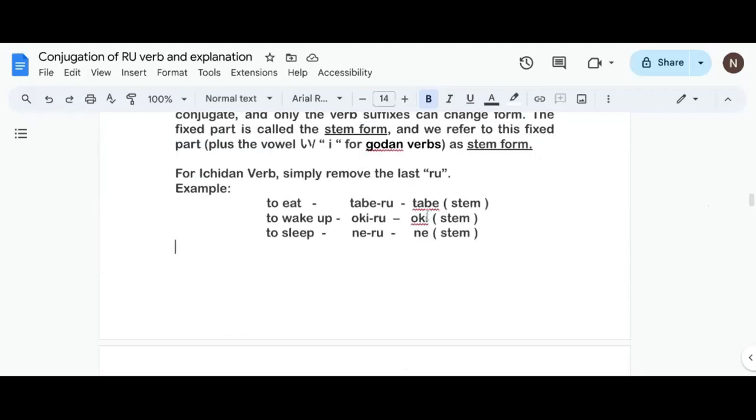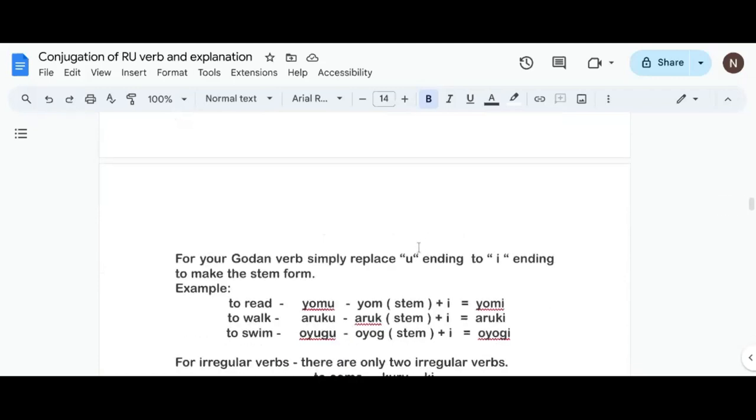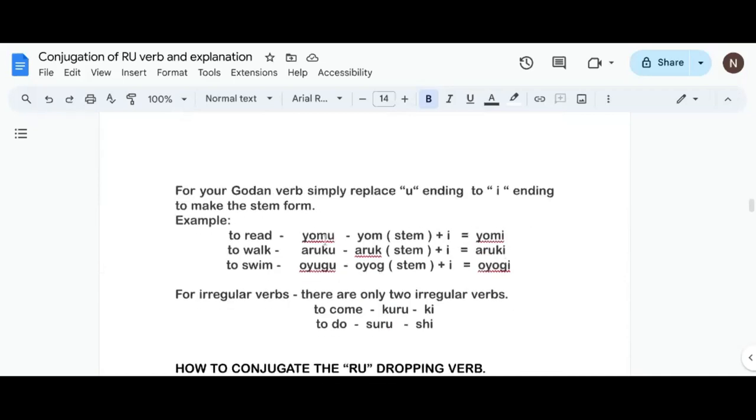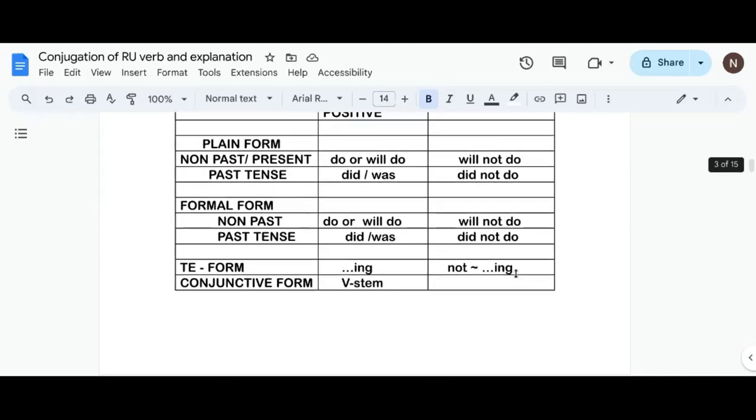That is for your ru verbs. Now, for the u-ending verbs, change the u to i. Yomu, we get the stem yom, and then add the i, we get yomi. That is your pattern under the u-ending verbs. Aruku, get the stem aruk, add the i, becomes aruki. So that's all the explanation for your table.